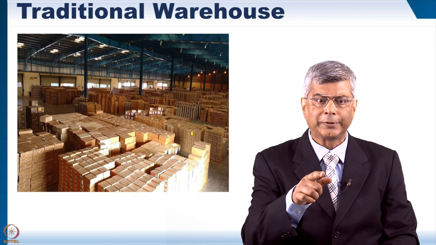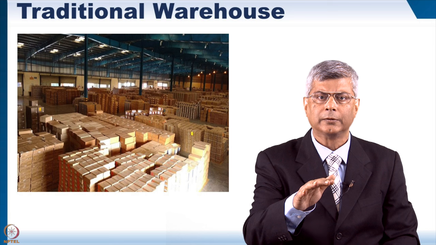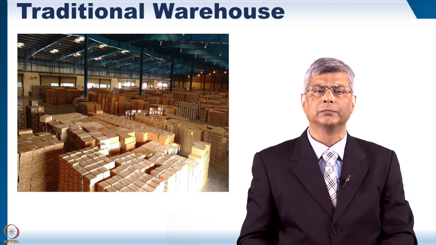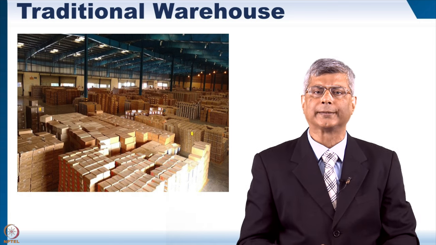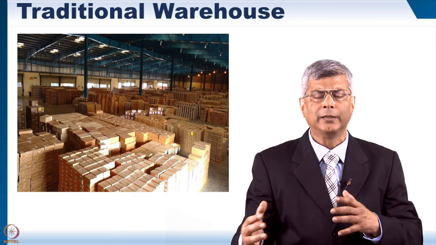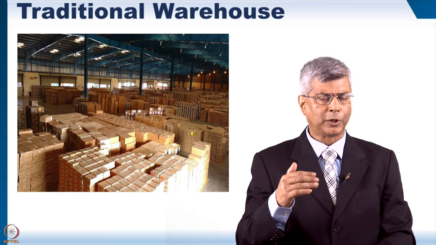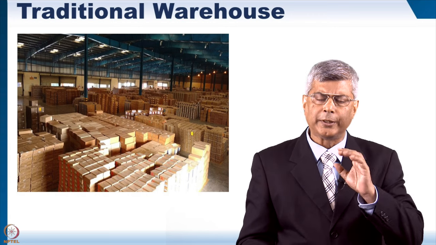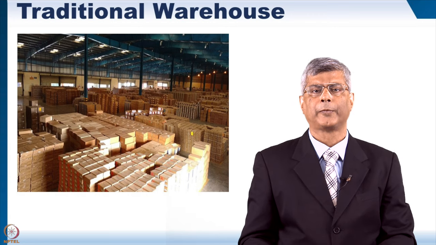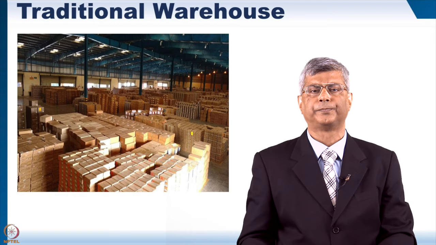The warehouse that you see is a traditional warehouse. You see those cartons are put on the floor. It's not racked. There are no racks. There is no material handling equipment that's probably going around in that warehouse. There's probably no robots or automation. So it's a very traditional warehouse. And most of the Indian warehouses would probably look like this, big sheds.